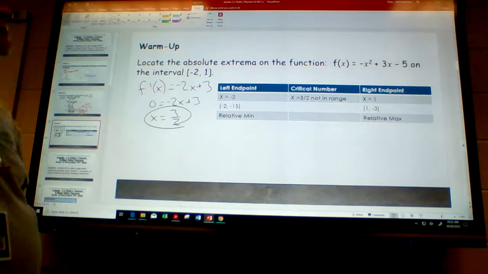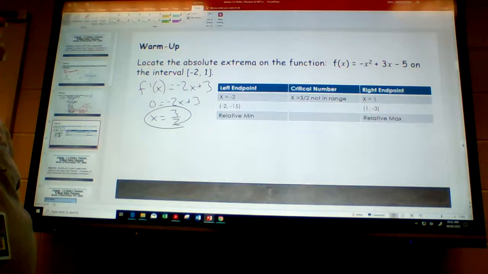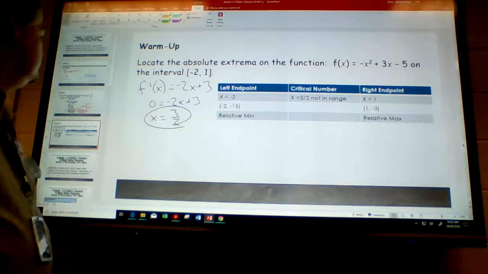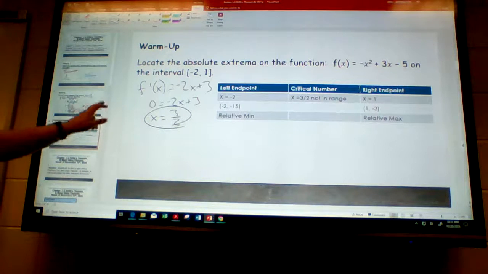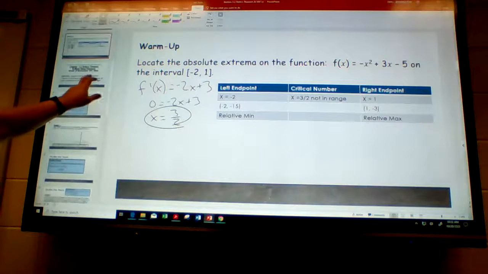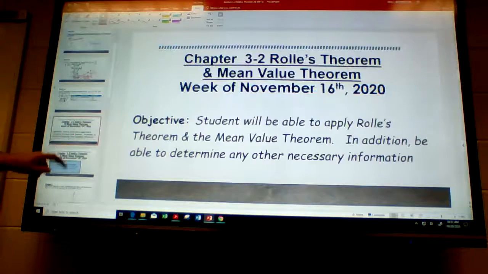Well, when we plug those in, we get -2, -15, so that's going to be our relative minimum. And then 1, -3, that is our relative maximum for this given situation. All right, now, that's that so far.